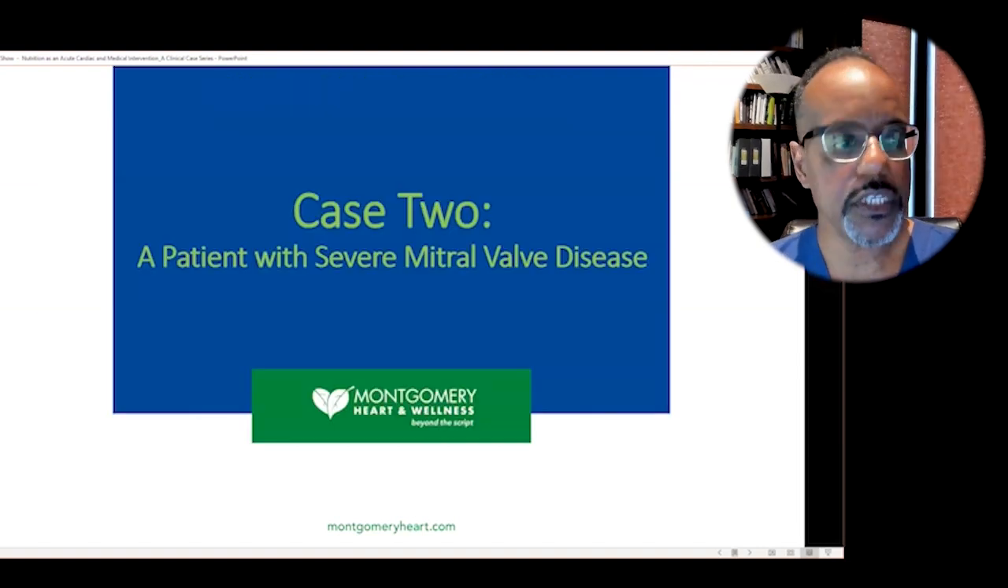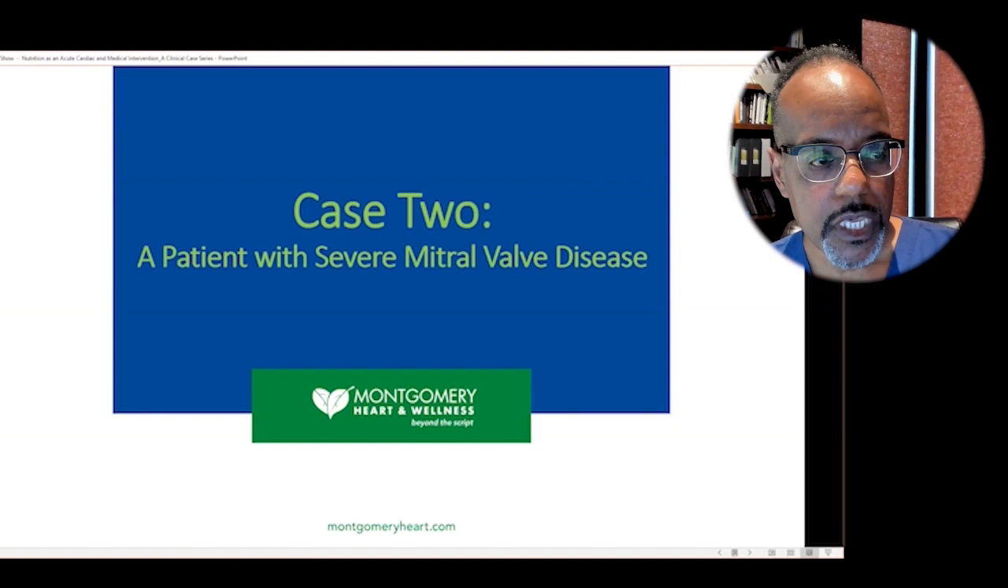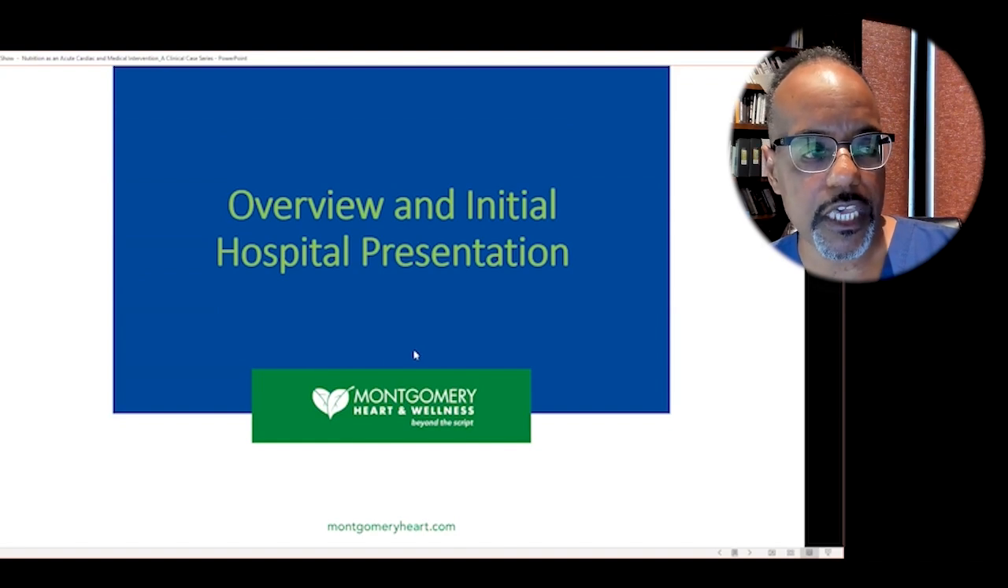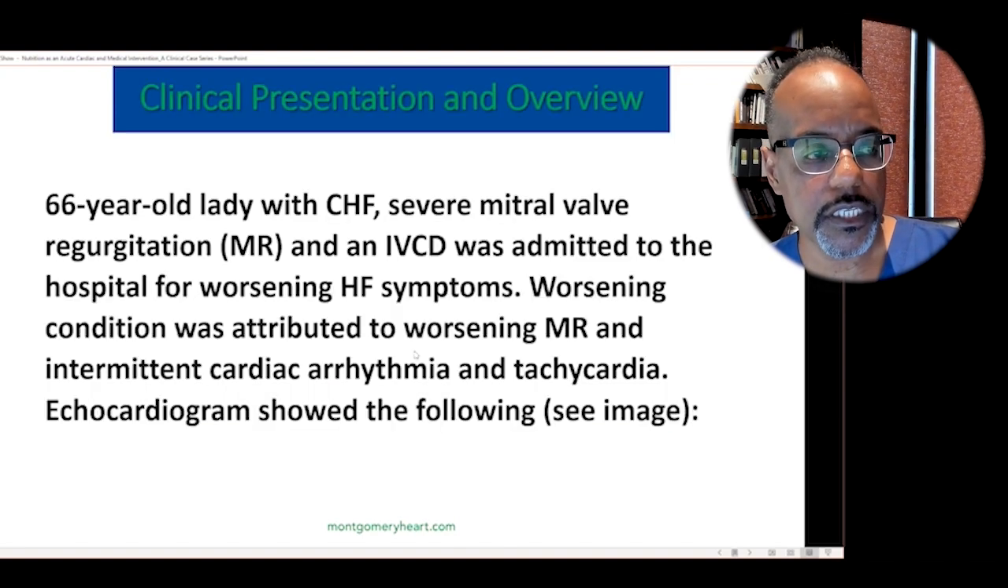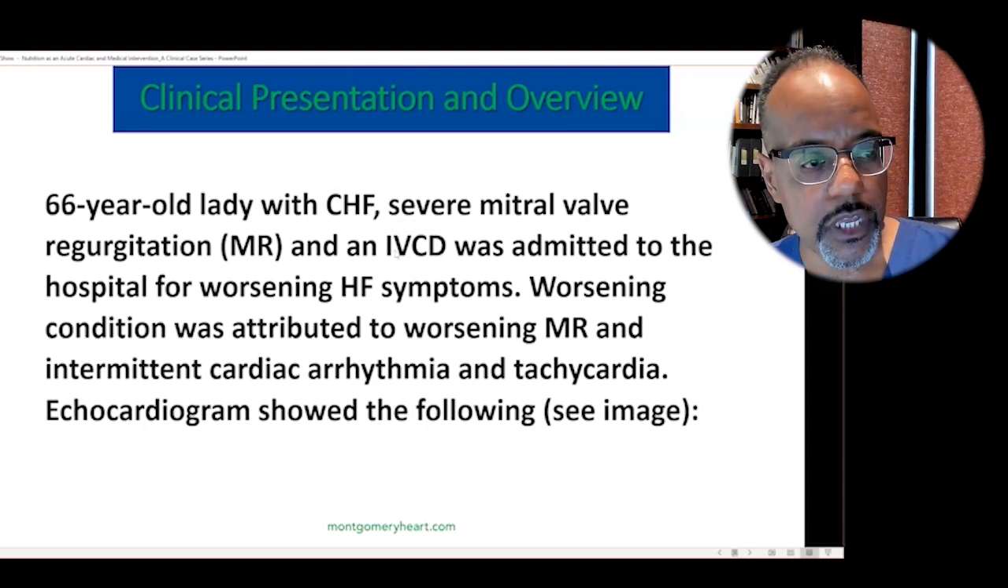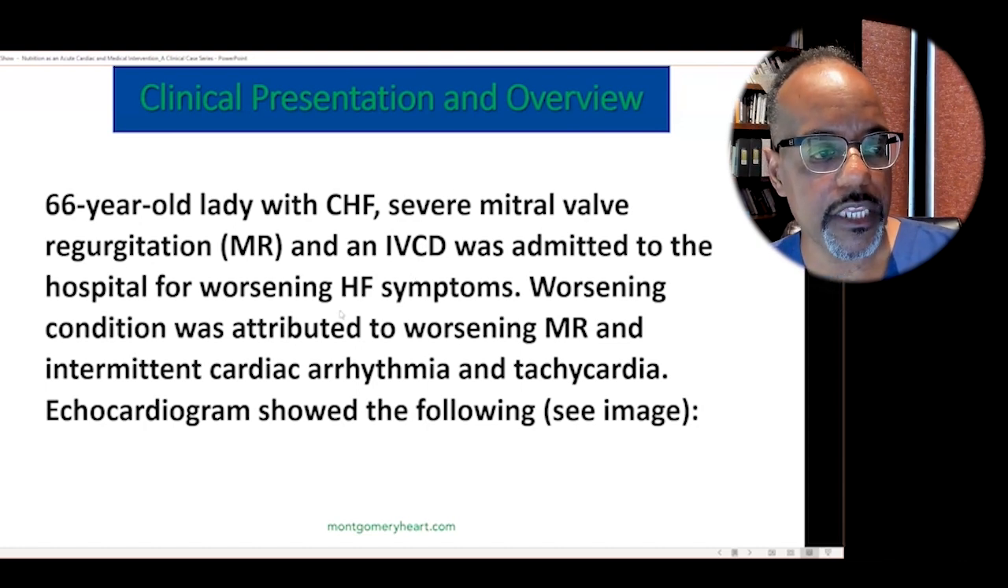So let me go on to case 2. This is a patient with severe mitral valve disease. And her hospitalization is a little bit less complex. She's a 66-year-old lady with heart failure. And her predominant problem was severe mitral valve regurgitation, or leaky mitral valve. She had what's called an interventricular conduction abnormality, which also can worsen heart failure symptoms.